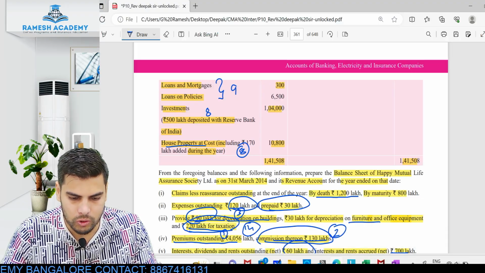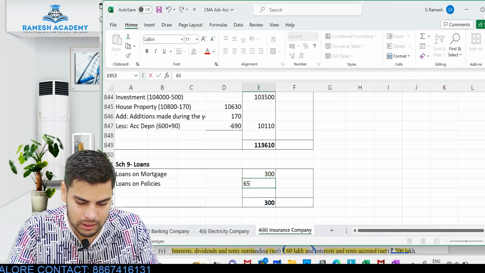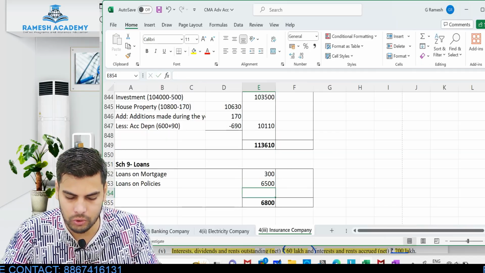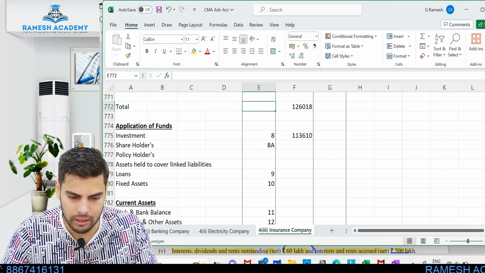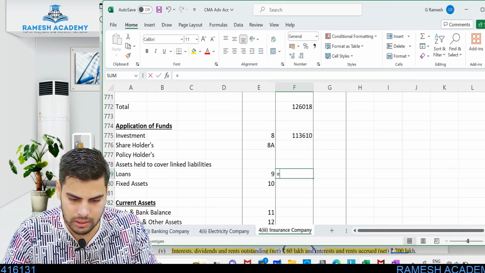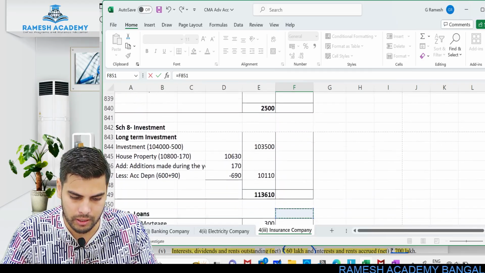So what about loans on mortgage? How much is it? It is 300, and loans on policy it is 6,500. Okay, so totally it would be 6,800. So I'll just be writing 6,800 in my balance sheet, and I'm giving a reference to this particular schedule.